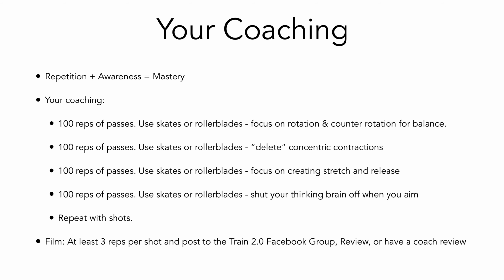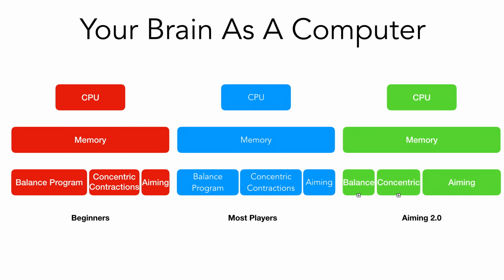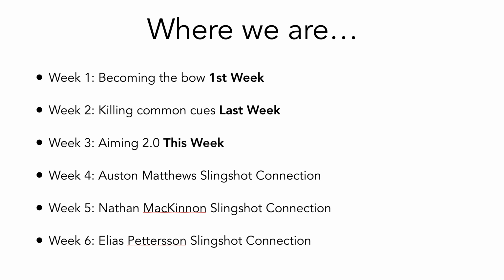So that is aiming 2.0. And it really comes down to this as the analogy. And now that you have week 1, week 2, week 3, becoming the bow, killing common cues, and aiming 2.0 under your belt, we are going to go into how these integrate into Austin Matthews' slingshot connection, Nathan MacKinnon's slingshot connection, and Elias Pettersson's slingshot connection.